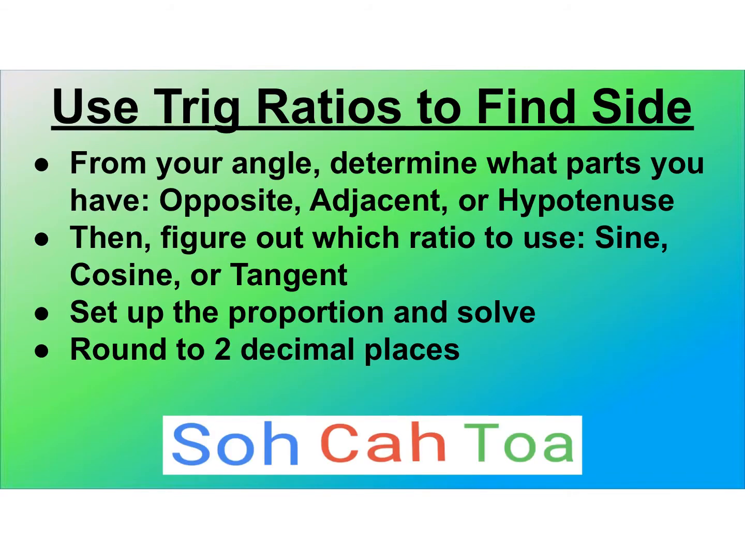So we're going to use it to find a missing side. From your angle, determine which parts you have. Do you have opposite and hypotenuse? Do you have opposite and adjacent? Do you have adjacent and hypotenuse? Figure out which ratio you're using. So you can look here to figure out if you're using sine or cosine or tangent. Then you're going to set up the proportion and solve, and I will ask you to round to 2 decimal places.